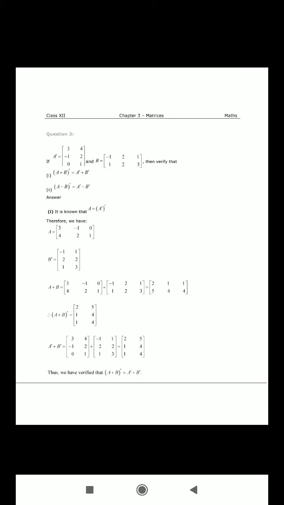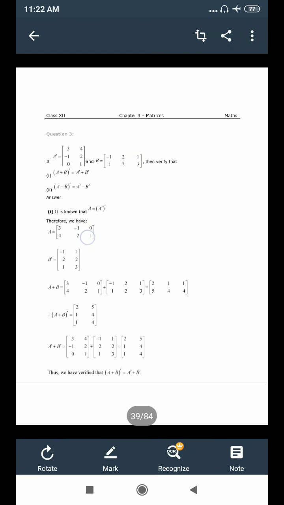Question number 3. A transpose is given and B is given. We want to prove that (A plus B) whole transpose is equal to A transpose plus B transpose. So in this question, you first calculate B transpose and take the transpose of this, you will get A. So to get A, take the transpose of this. On taking the transpose of this, we get A and you get B transpose, because these things will be required to calculate this thing. Now you want to get A plus B. So you add this A and this B. Both have the same order, so we can add these two.